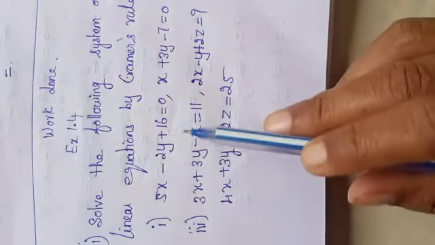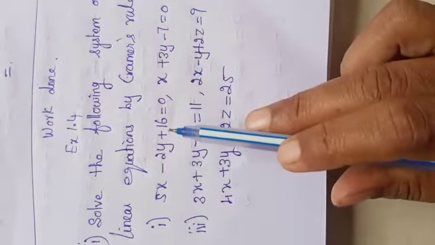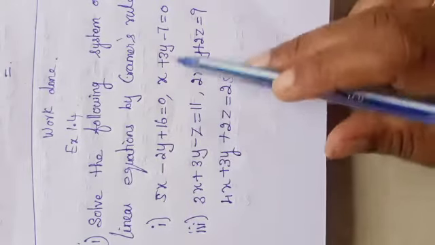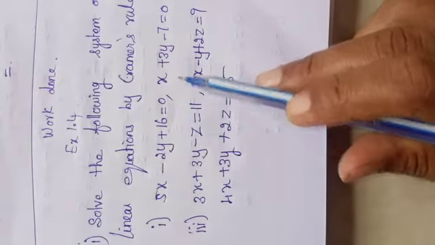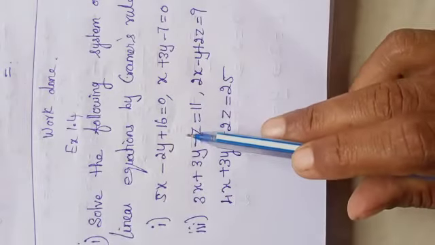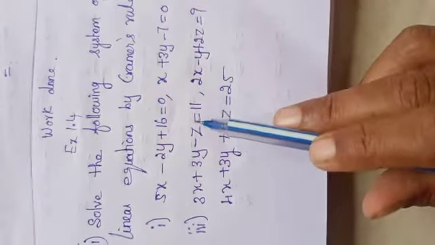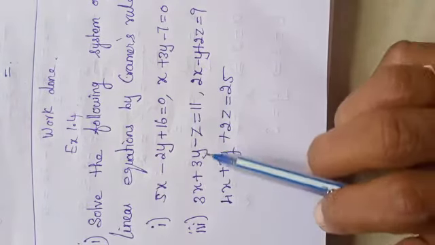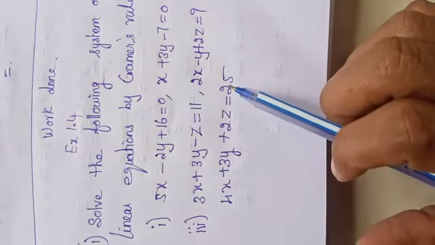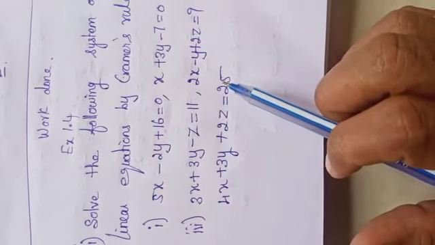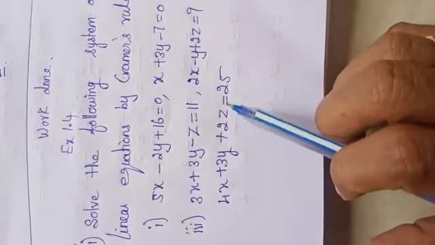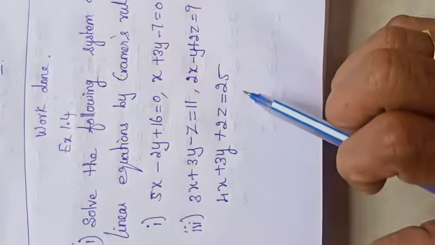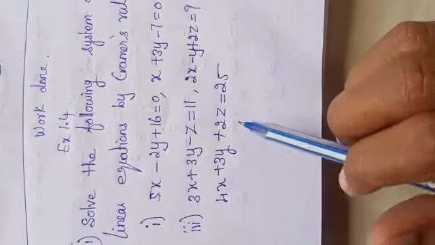See, in the first equation, the constant terms are on the left hand side. So first you have to take this term to the right hand side. After that, write the matrix form. Find delta, delta x, delta y. Then find x and y. And here, for x, y, z, almost all the constant terms are on the right hand side only. So it will be easy for you to find delta, delta x, delta y, delta z, then find x, y, z.